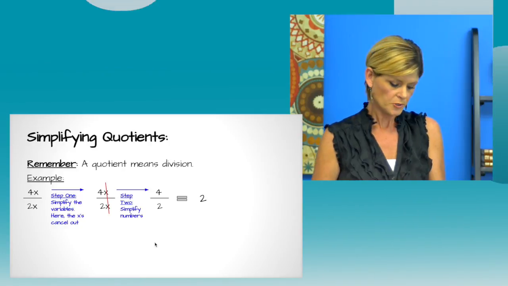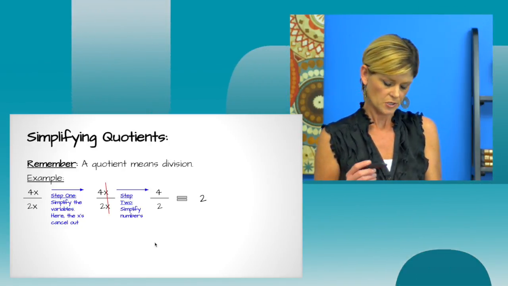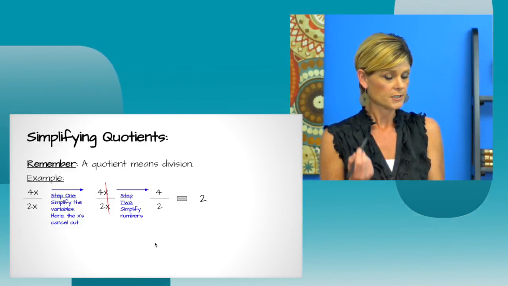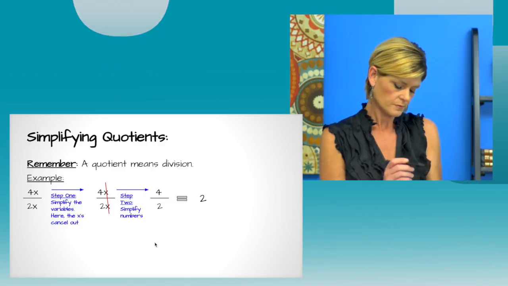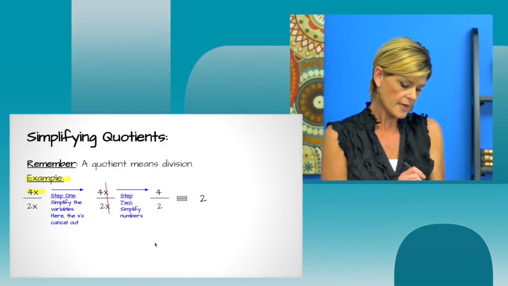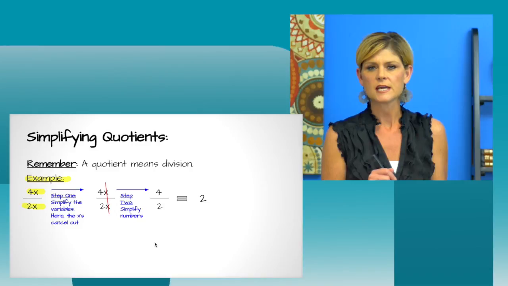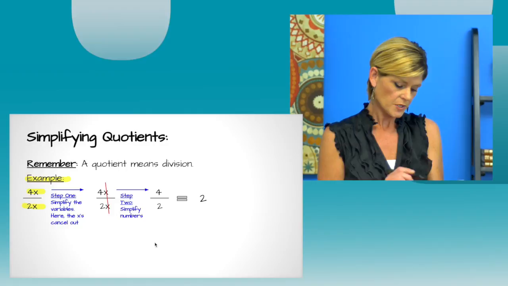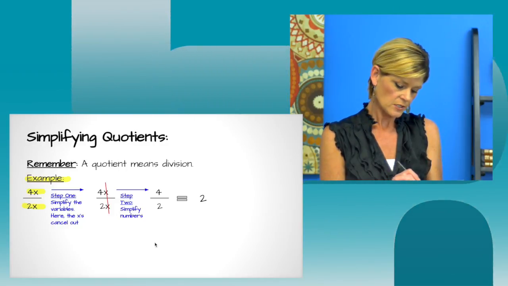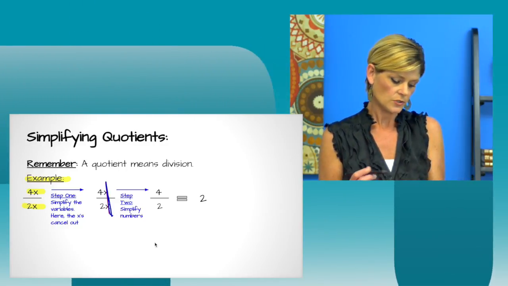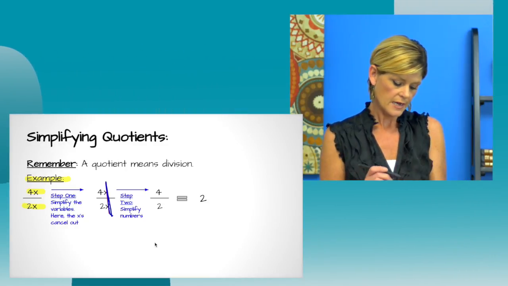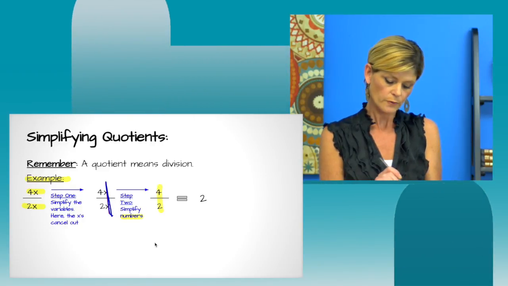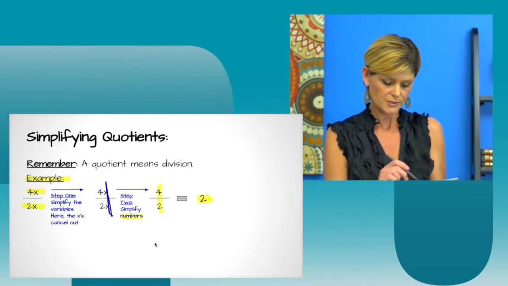And simplifying quotients is another skill that we need to be really good at, just like multiplication. Remember, when we're talking about a quotient, that means that we are dividing. So let's take a look at this example. The example is 4x divided by 2x. The first step that we are going to do here is to simplify our variable. And our variable here is x. And you'll notice I can just cancel those two x's out. And now I can move on to simplifying my numbers, which is 4 divided by 2. That's pretty simple math. 4 divided by 2 is 2.